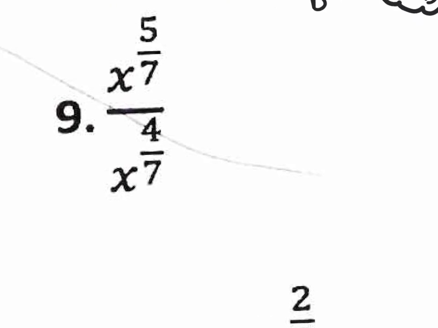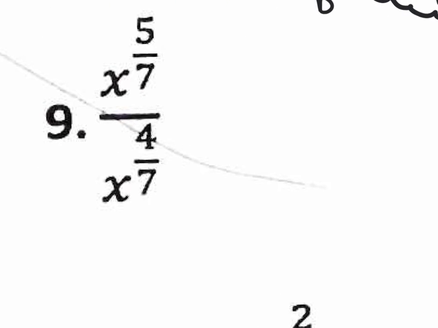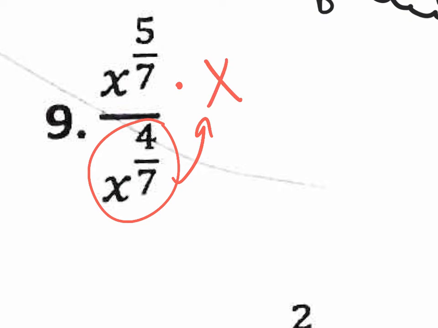Number 9. What could I do here? I do want to show different methods, all right? So one method would be to simply move this whole thing up. And when you move something up, what happens to the exponent? Whenever you move a term from one side to the other, what happens to the exponent? Changes sign. So you're going to be multiplying by x to the negative 4/7.